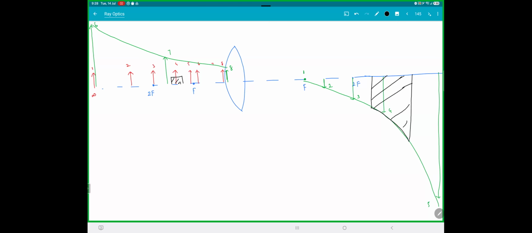All clear with this? Now, these kind of questions you can't do with formulas. You should know how the image forms at different positions. You do get these kind of theoretical questions. They're not difficult, but you have to think. Any doubts on this?